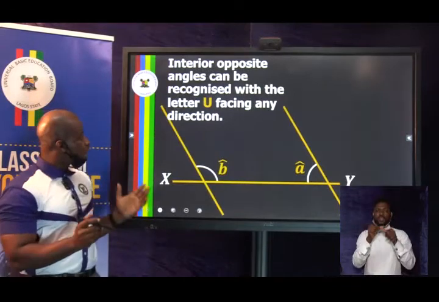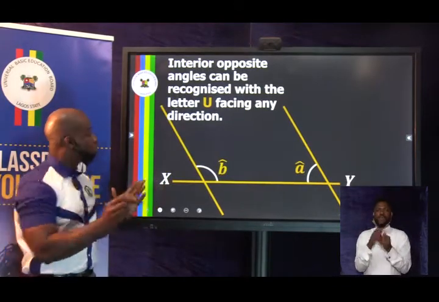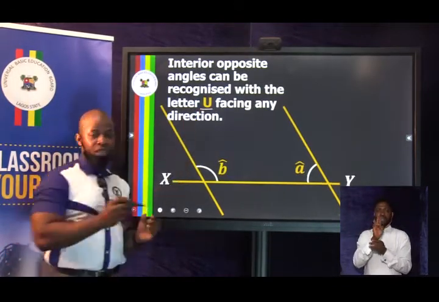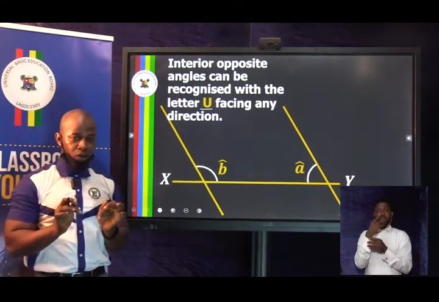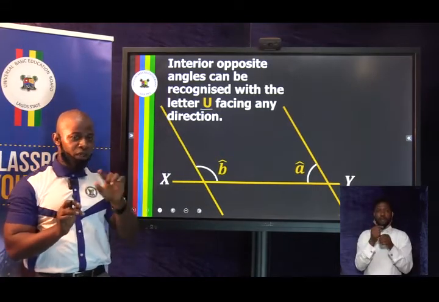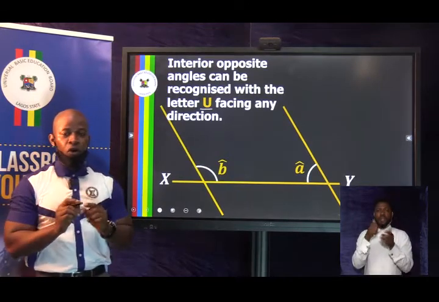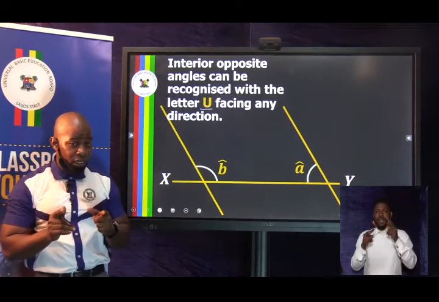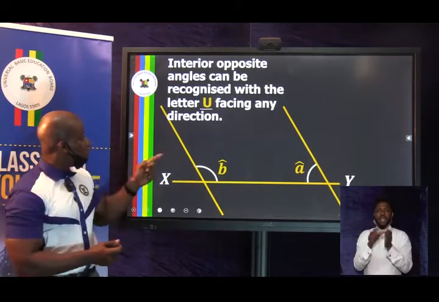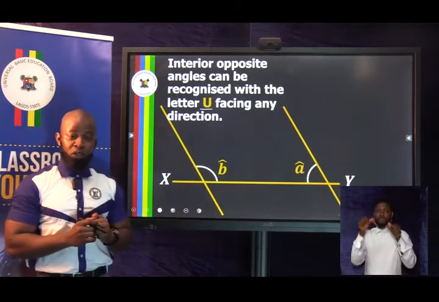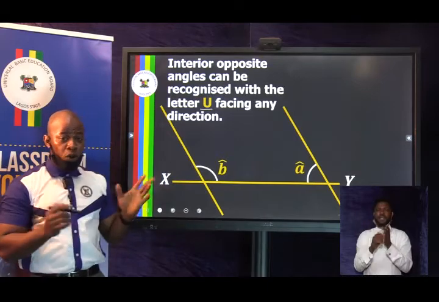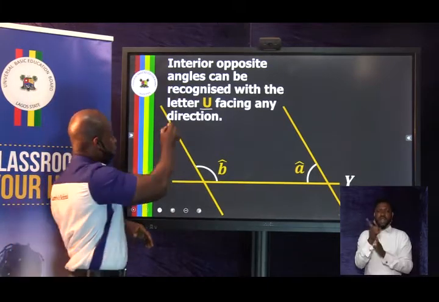The interior opposite angles can be recognized with the letter U. Don't forget that I try to give you a letter for each type of angle. Corresponding angles, you can recognize with the letter F. Alternate angles, with the letter Z. Vertically opposite, with what letter? With the letter X. So for interior opposite angles, you can recognize them with the letter U facing any direction. That means in this case, this is your U.